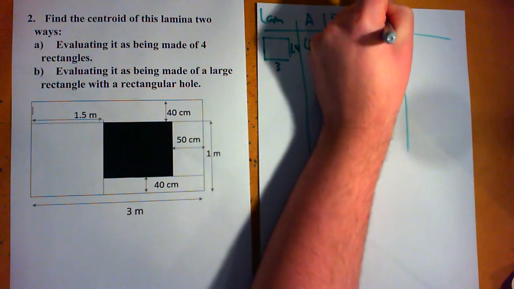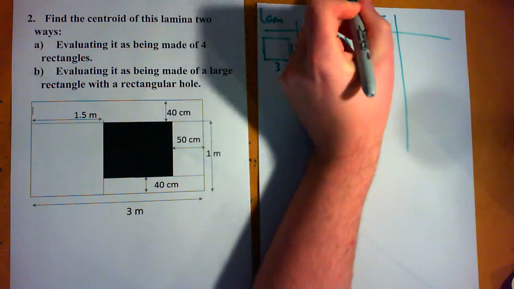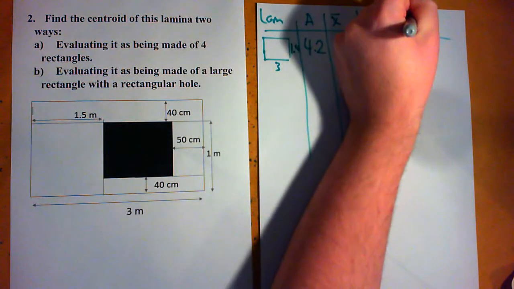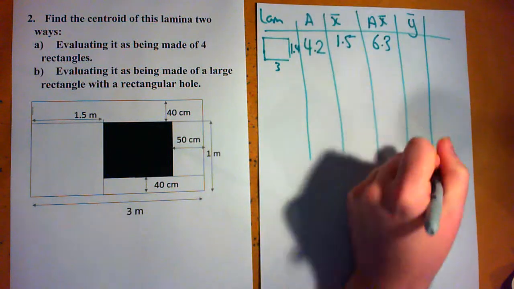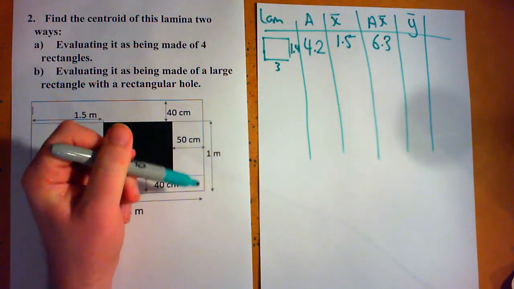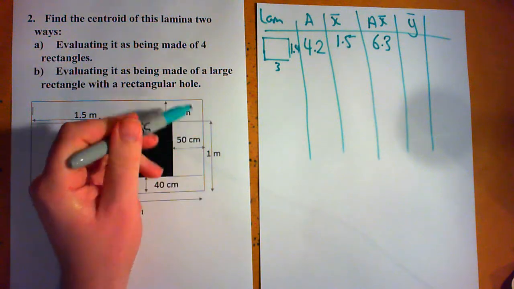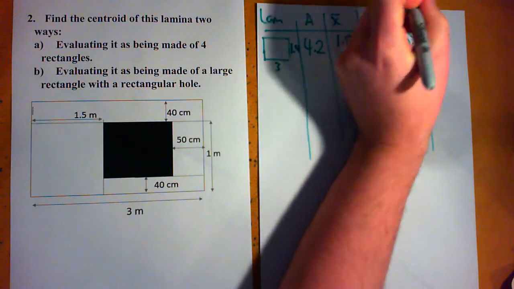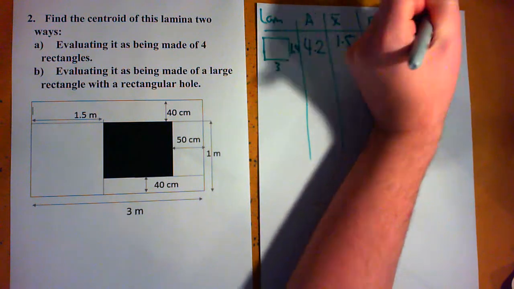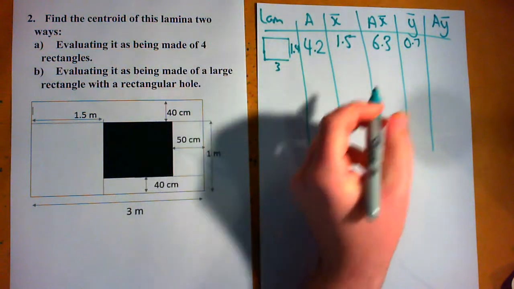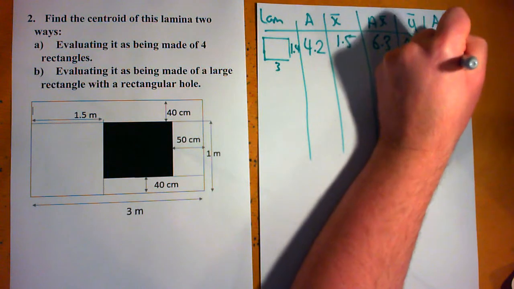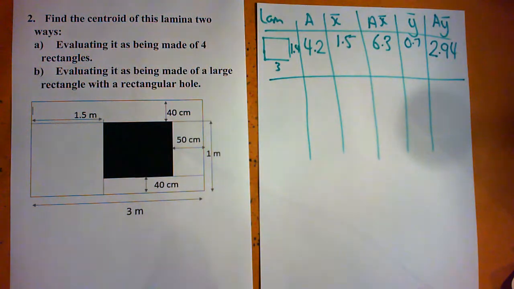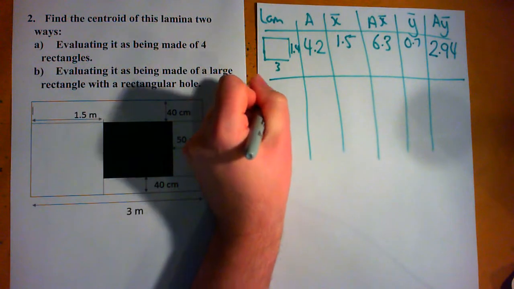A times x bar is therefore 4.2 times 1.5, giving us 6.3. And y bar, so we've already identified that it is 1.4 metres high. Half of that is 0.7. And A times y bar is 4.2 times 0.7, giving you 2.94. So that is the outside of the shape. Now let's deal with the hole.